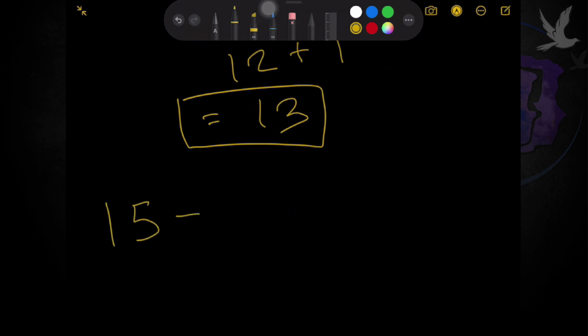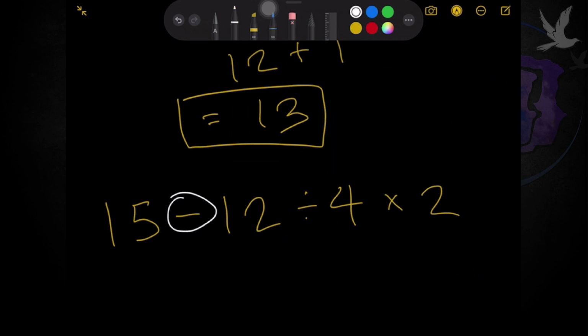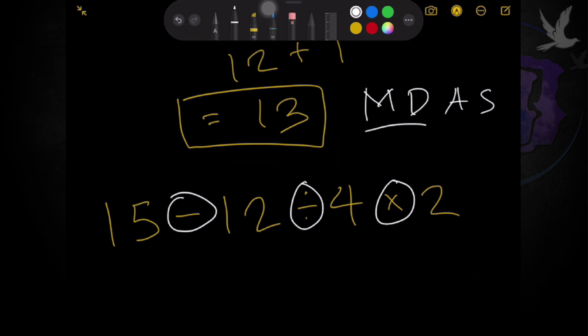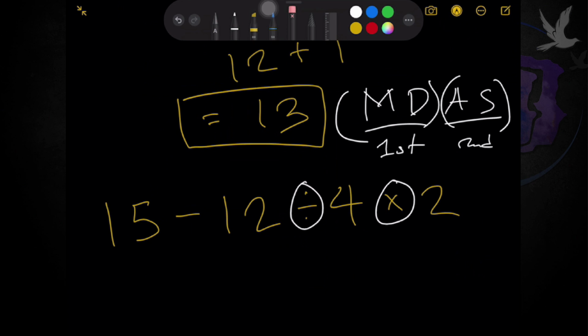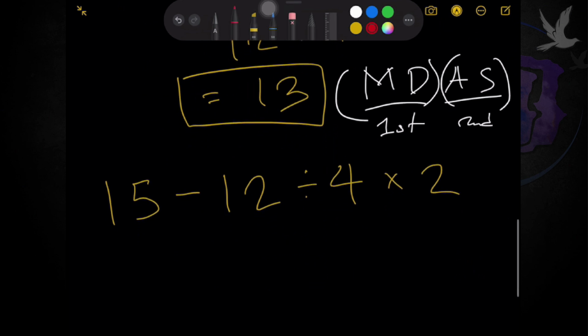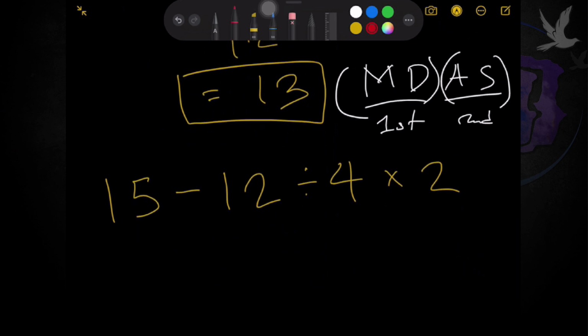Okay, so one more example. 15 minus 12 divided by 4 times 2. Okay, it's almost the same. If you observe, we have subtraction, division, and multiplication. Then again, as your guide, writing down M.D.A.S. This is our first group and our second group. Okay, let me erase the encircling of the signs for now.